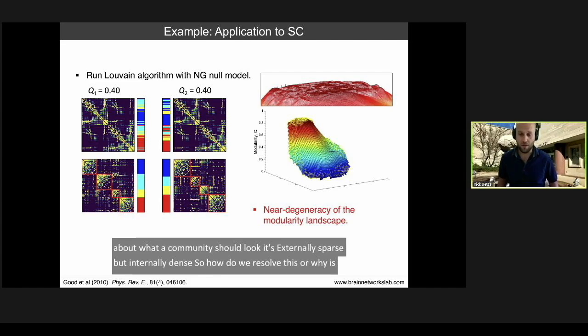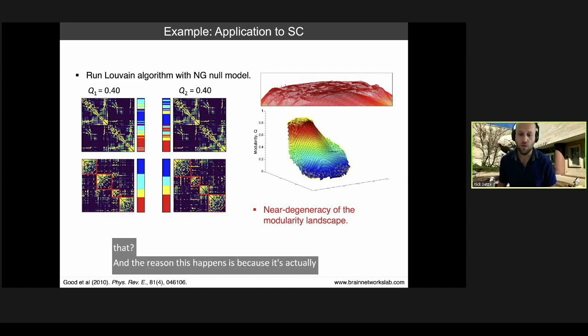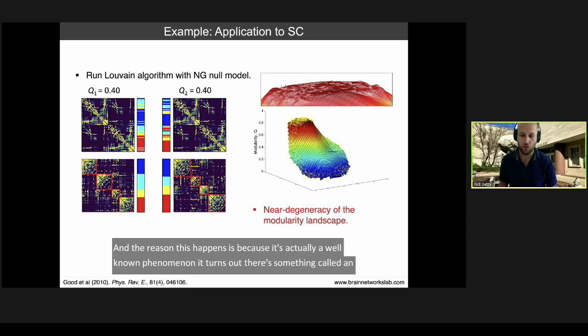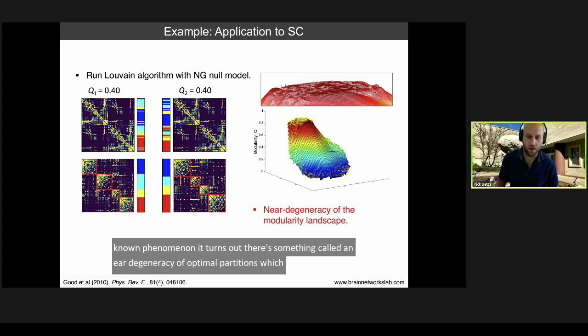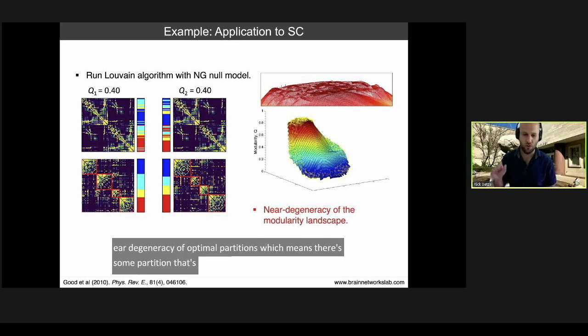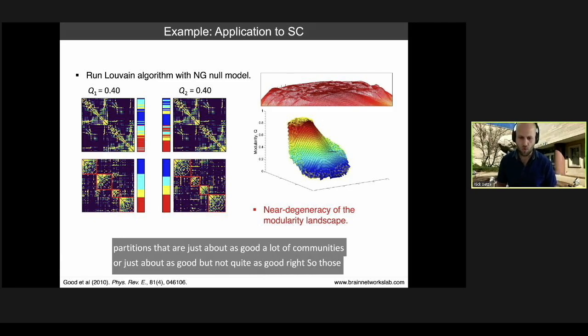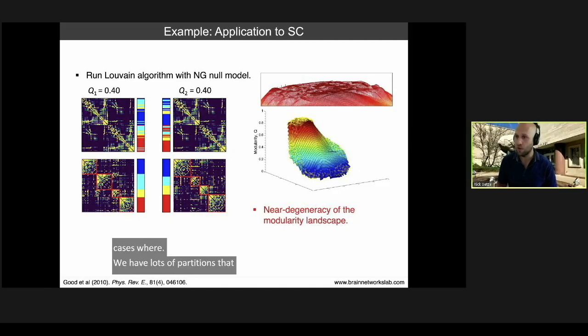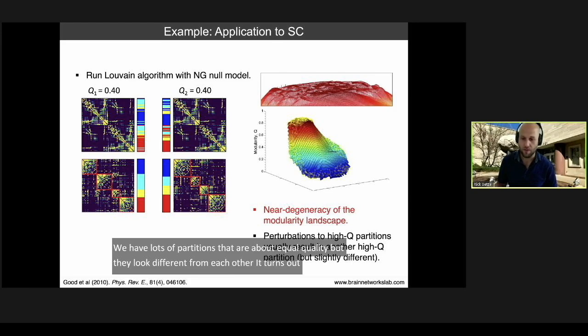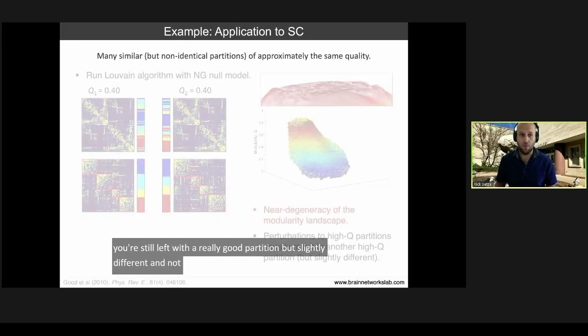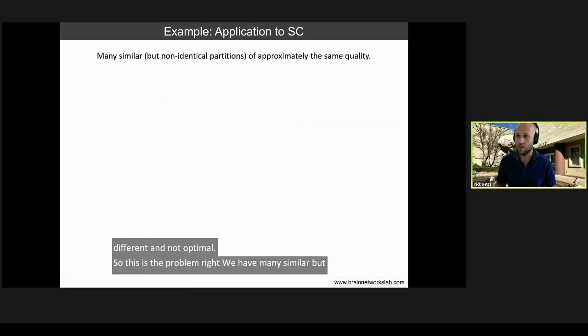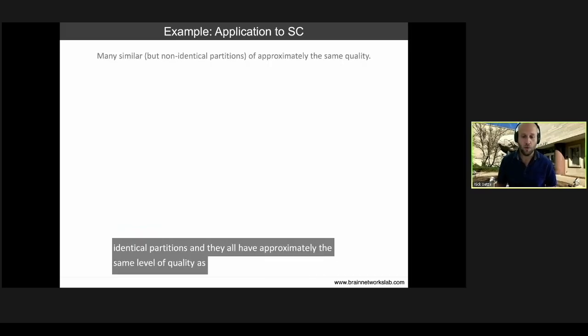The reason this happens is because it's actually a well-known phenomenon. It turns out there's something called a near degeneracy of optimal partitions, which means there's some partition that's globally optimal, but there's a lot of partitions that are just about as good. A lot of communities are just about as good, but not quite as good, right? So there are cases where we have lots of partitions that are about equal quality, but they look different from each other. It turns out this has to do with the fact that if you have that optimal partition, you just swap one or two nodes' community assignments, and you're still left with a really good partition, but slightly different and not optimal. So this is a problem, right? We have many similar but not identical partitions, and they all have approximately the same level of quality as indexed by the Q score. How do we go about resolving that?